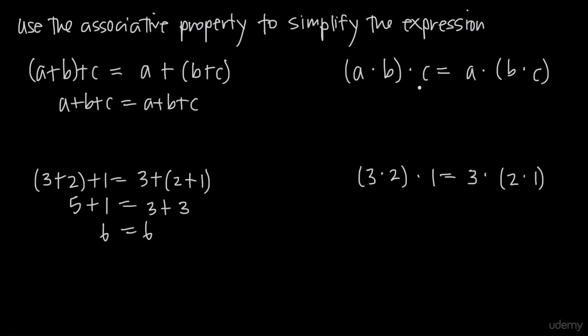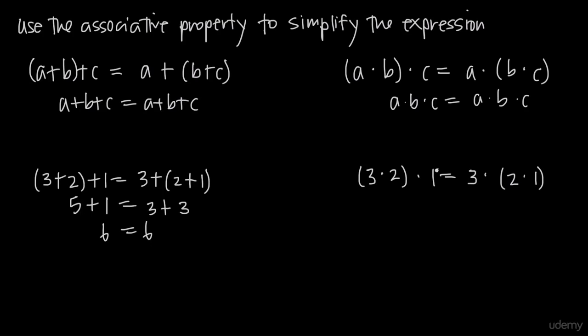So looking at some examples for multiplication, we have a times b times c, and whether we do a times b first and then multiply that result by c, or if we do b times c first and then multiply that result by a, it doesn't matter. We're still going to get a times b times c equal to a times b times c. The associative property tells us that the grouping, the order, doesn't matter.